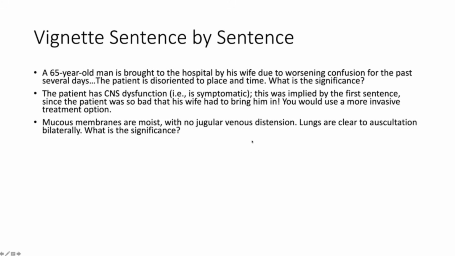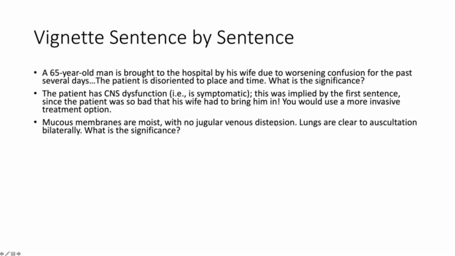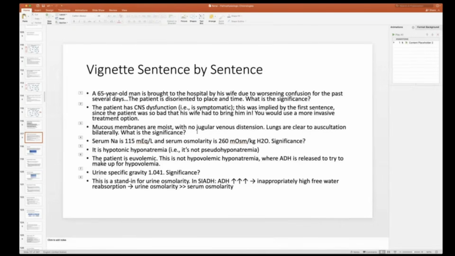His mucous membranes are moist, there's no jugular venous distension, and the lungs are clear to auscultation bilaterally. Why is that important? The reason is because he's euvolemic. There's no jugular venous distension, so he's not hypervolemic, but he's not hypovolemic either, since his mucous membranes are not dry. His lungs are clear to auscultation, so again he's not hypervolemic. The significance of that is that he is euvolemic.